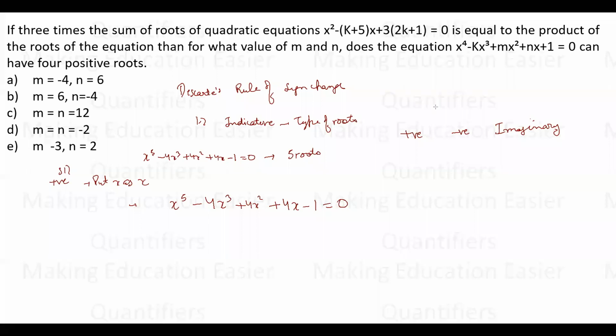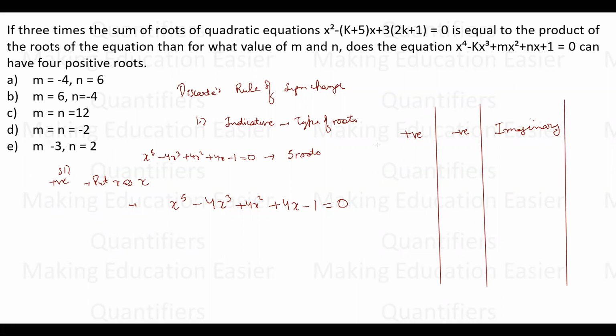This is for the positive root. When I am replacing x with x, we are checking it for the positive roots. ओके, सो अभी चेक करते हैं. The total roots are, I know definitely 5. जो टोटल रूट्स हैं वो पक्का 5 होने वाले हैं, राइट?